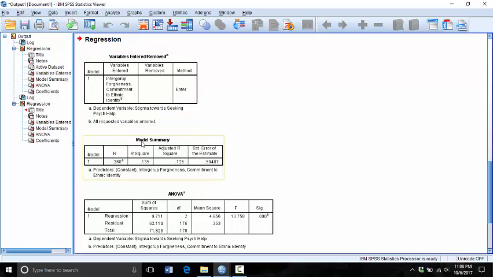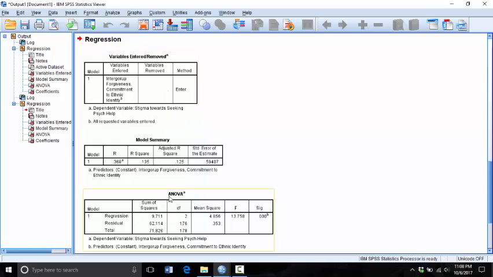Now we see under model summary that we have an R-squared value of 0.135. So that means that when you consider both of these variables together, intergroup forgiveness and commitment to ethnic identity, that's explaining about 13.5% of the variance in stigma towards seeking psychological help.